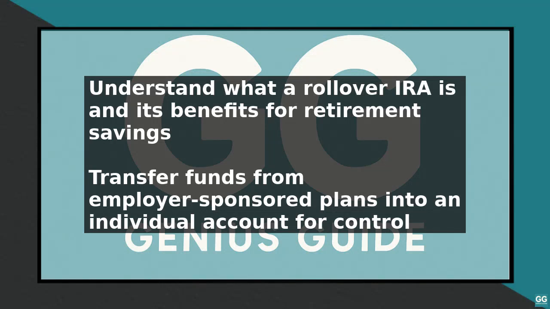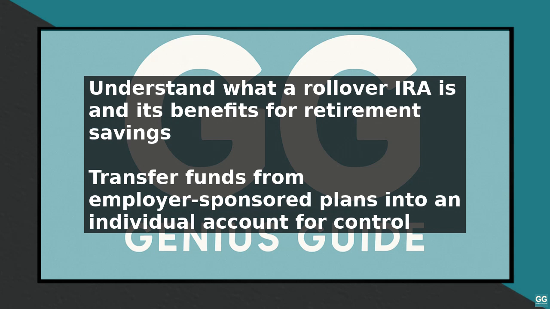To execute an E-Trade Rollover IRA, start by understanding what a rollover IRA is. A rollover IRA allows you to transfer funds from a previous employer-sponsored retirement plan, such as a 401k, into an individual retirement account. This process helps consolidate your retirement savings and provides more control over your investments.